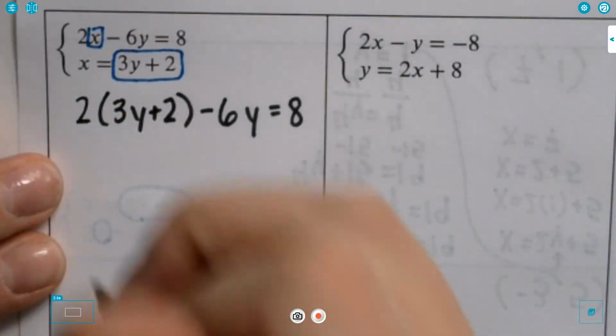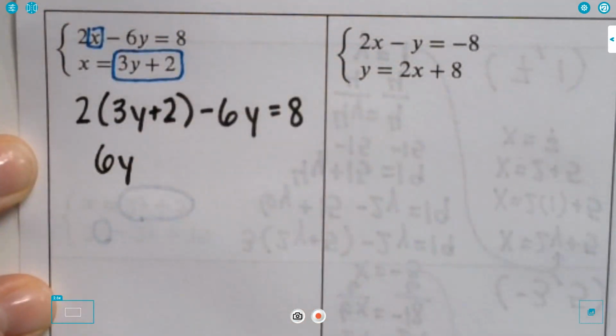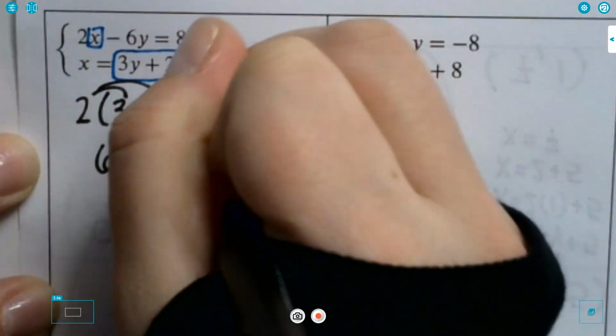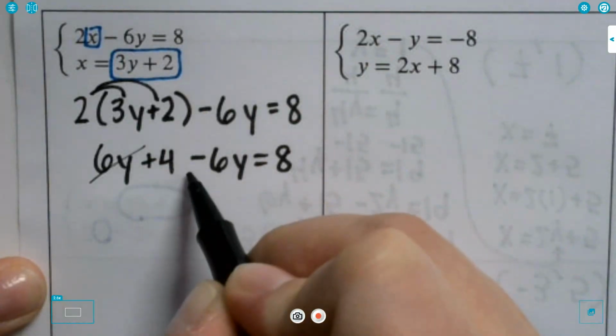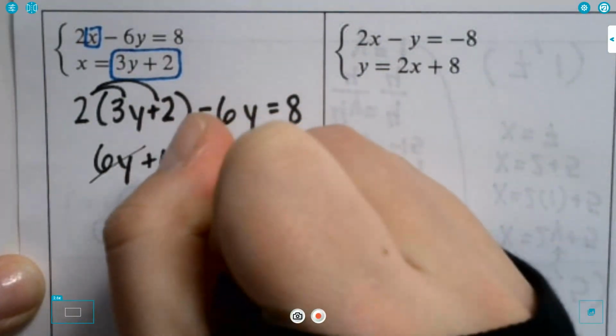Two times 3y is 6y. 2 times 2 is 4. We got minus 6y equals 8. That was me distributing. The next thing I need to do is combine like terms. What's going to happen when I combine my like terms? They're going to cancel out. 6y minus 6y is no more y's. So my like terms are going to cancel out. I'm just going to be left with 4 equals 8.